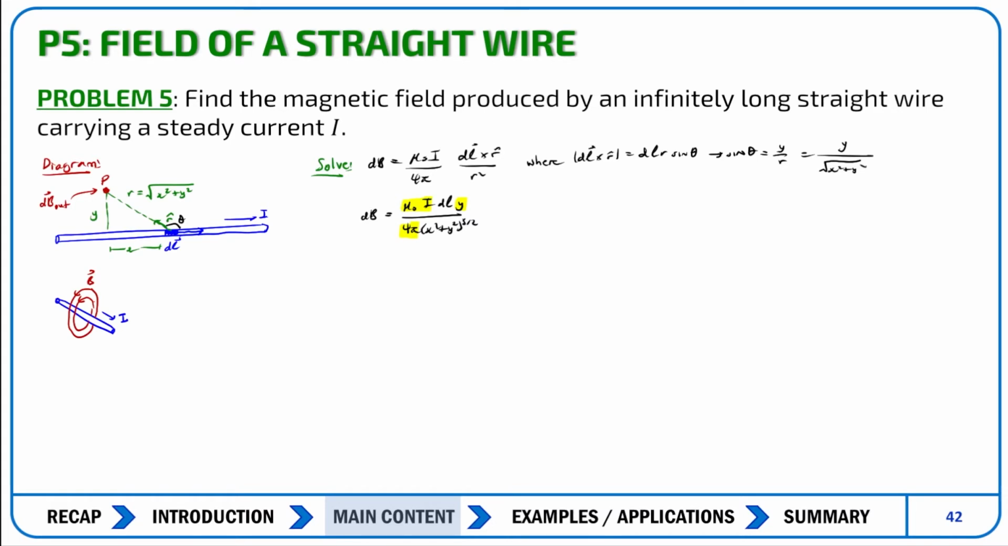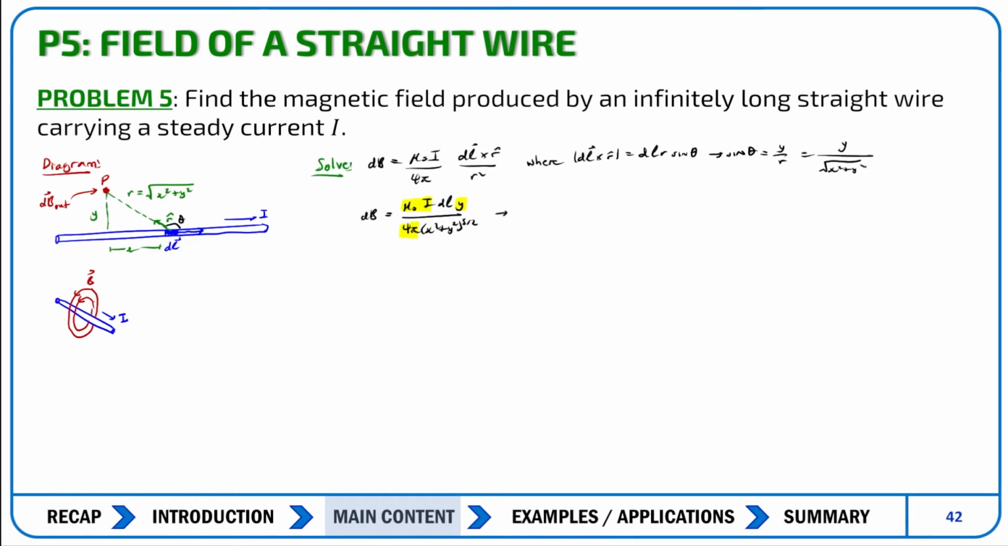Even though there's x squared plus y squared, r actually does change. As dl moves across that wire, your r value is going to change, but the y value is not going to change. So your x will be changing. That's why only 4 pi can be factored out.